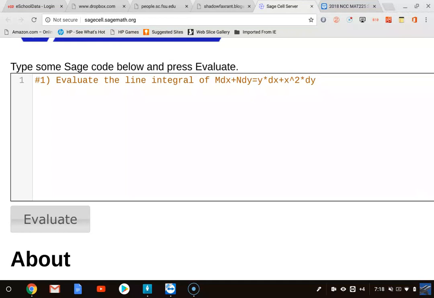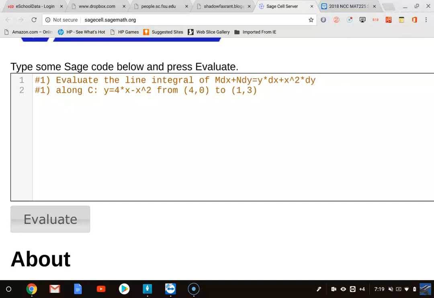Along the curve C, which is y equals 4x minus x squared. Now I have to tell you where you're going: from the point 4, 0 to the point 1, 3. So I want to travel along that curve between those 2 points.